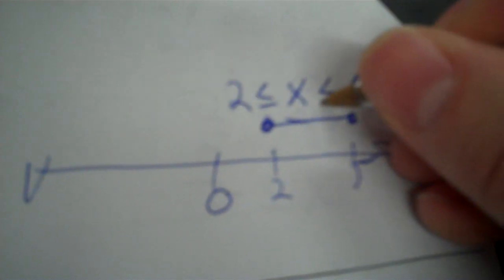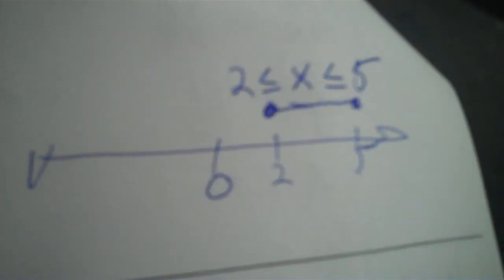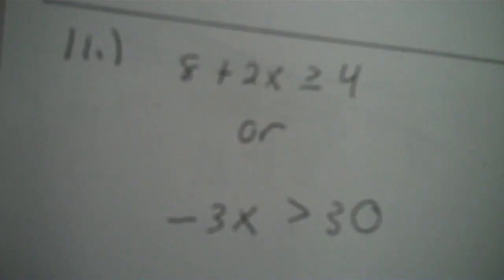Okay? Put your lines underneath, okay? And also, x and 2, it has to eat the x. Well, it's eating the x here, isn't it, between the 2 and the x? X and 5, it's eating the 5. Well, it's eating the 5 there too. Okay, number 11, 8 plus 2x greater than or equal to 4, or negative 3x greater than 30.